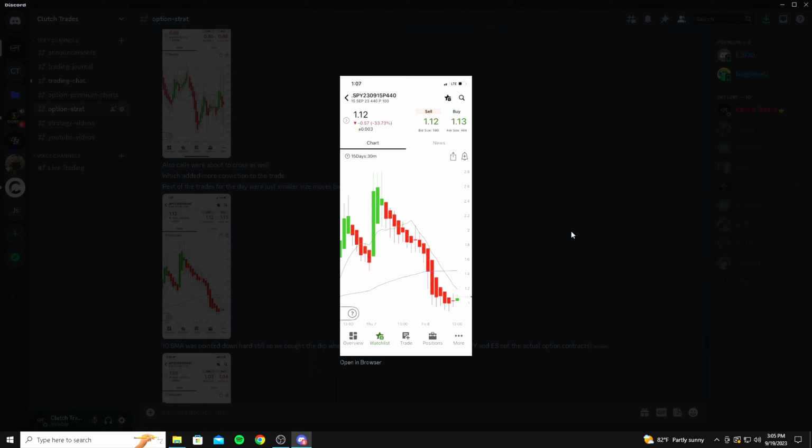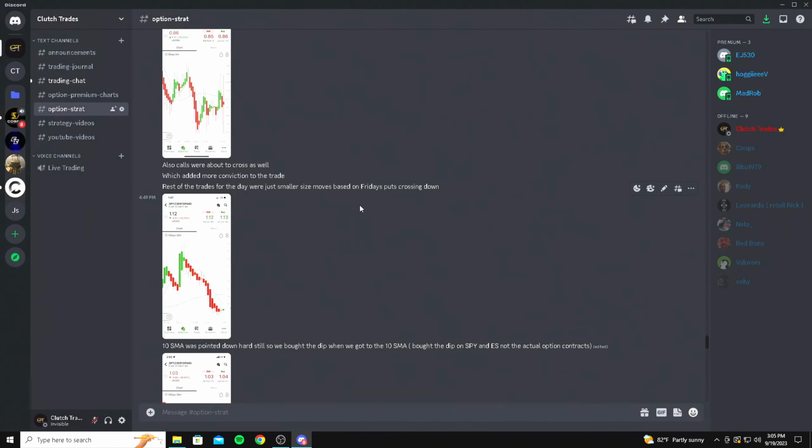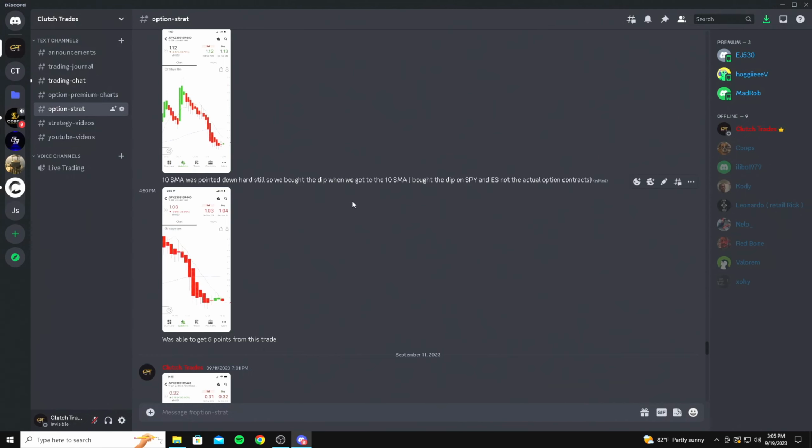Or if we're pointing down really hard and we're near the 50 SMA, most likely that'll lead to a negative cross. So just make sure you're watching those higher time frames.